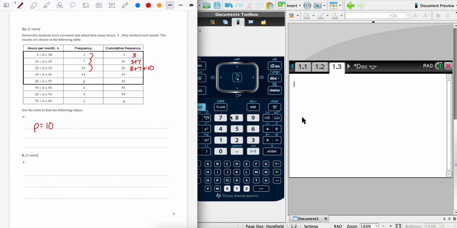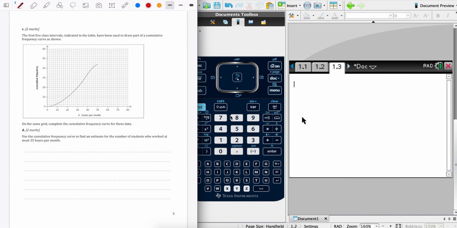And then Q is the last one, so if we've got 54, we've added on the extra 2, and that gives me my final answer of 56. Okay, so that's just using the addition. And then following on from that, you then have to continue drawing your cumulative frequency curve.